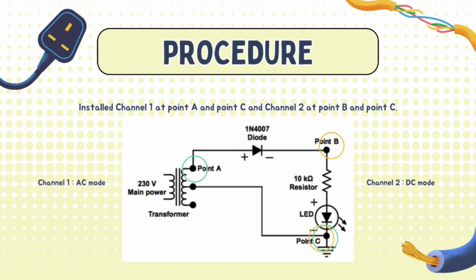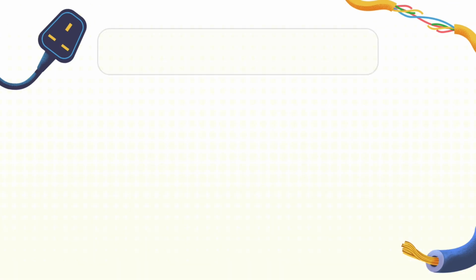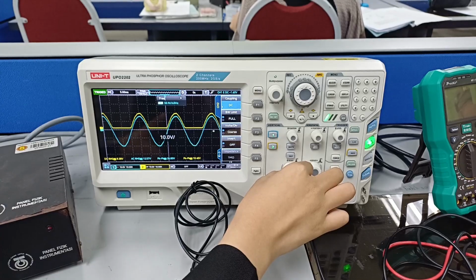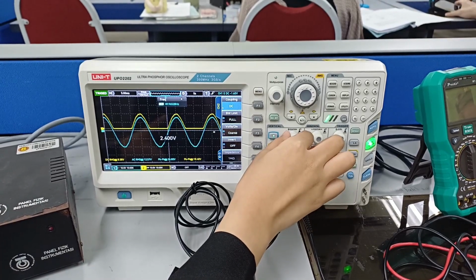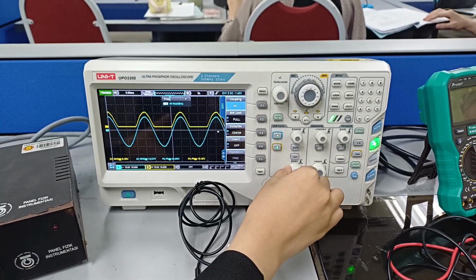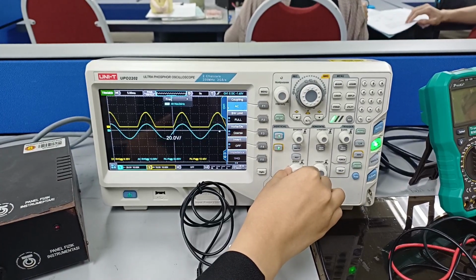Channel 1 was set as AC mode and VRMS was obtained from this channel. Channel 2 was in DC mode and VRMS level output was obtained from channel 2. For the half-wave rectifier with capacitive filter, a 22 microfarad capacitor was added as shown here. Channel 2 was set as DC mode and VRMS level output was measured. Channel 2 was then changed to AC mode. The Y scale was adjusted until the ripple graph covered half of the screen display and peak-to-peak voltage VPP of the ripple was measured. The steps were repeated by using the capacitive filter of 100 microfarad and 50 microfarad.